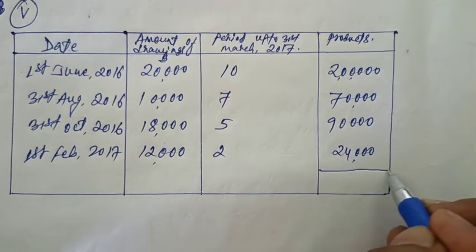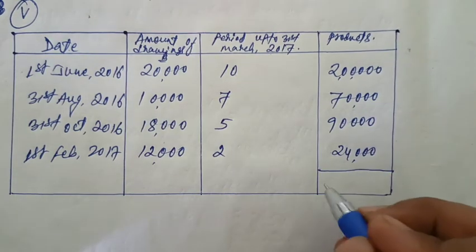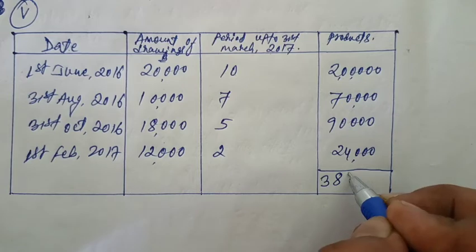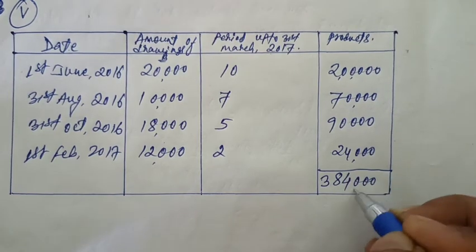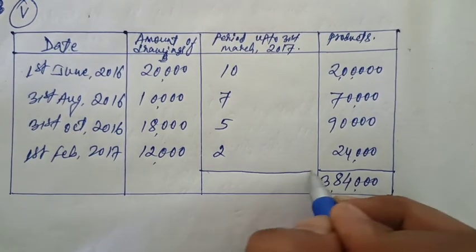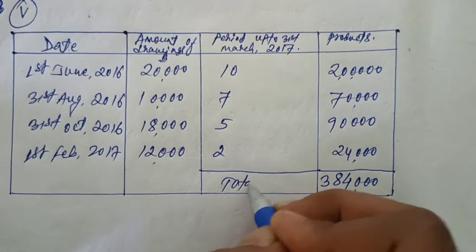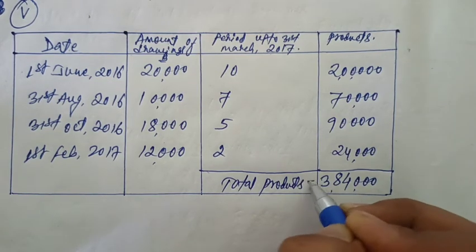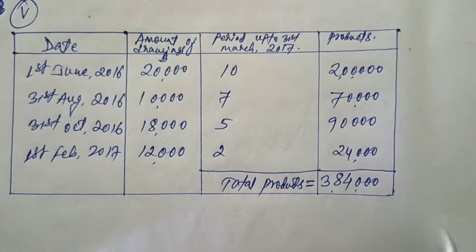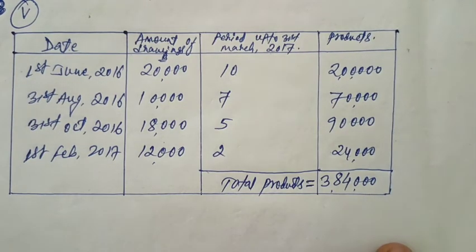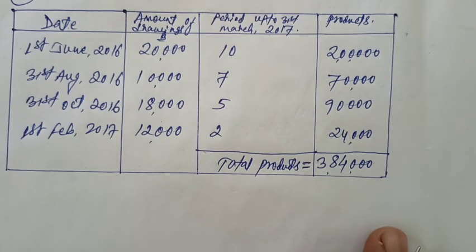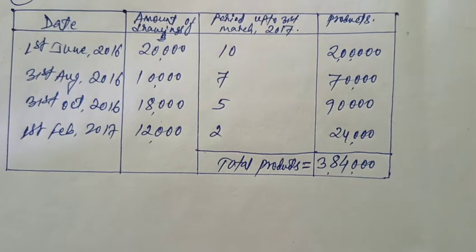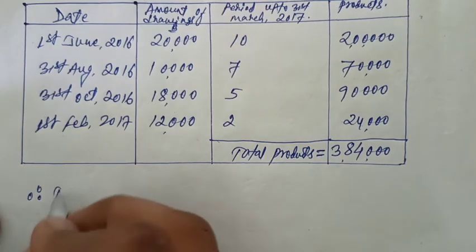So if we total this, we will find total of product. Okay, 3,84,000. So this is the total value. Just write down. Okay, now we'll calculate interest on drawing from this value, total product. Okay, this is the table. I hope you will understand this if you follow. Okay, just keep on writing.